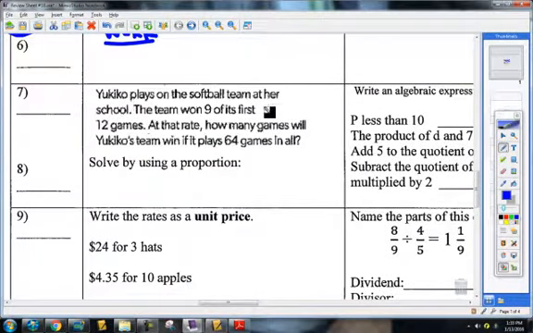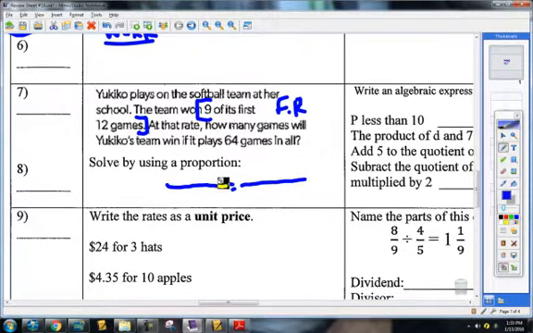Yukiko plays on the softball team at her school. The team won 9 of its first 12 games. So right there is your ratio. You're going to do a proportion, and we can start with labels. That means we know they won 9 out of 12 total, so we're doing wins to total. We want to know how many games they won, so this is what we're looking for if they played 64 games.